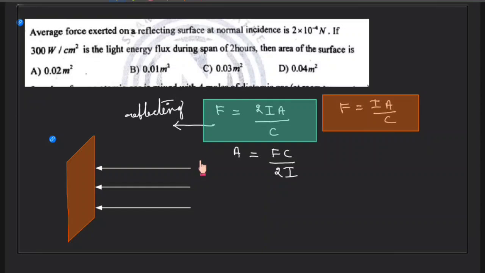If it is a completely reflecting surface, you can say pressure is equal to force per area. Therefore pressure is equal to 2I by C, and here also the same, pressure is equal to I by C. Completely absorbing, I by C; completely reflecting, 2I by C. So please keep these formulas also in mind along with this.